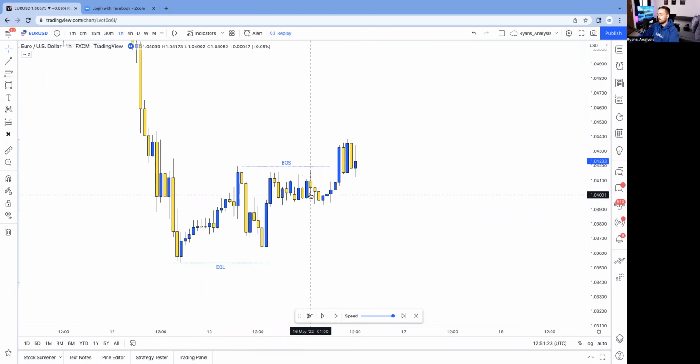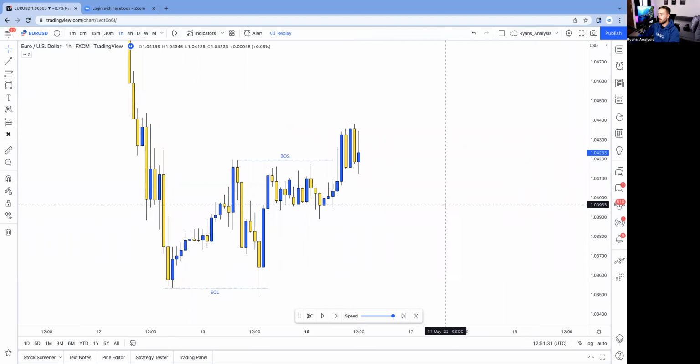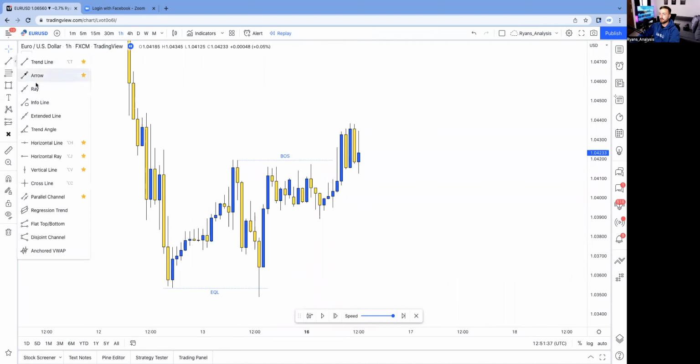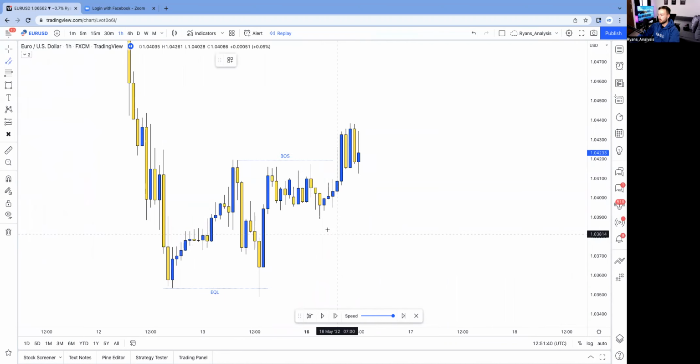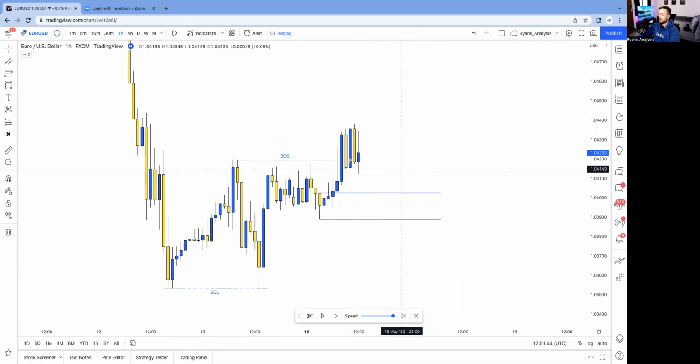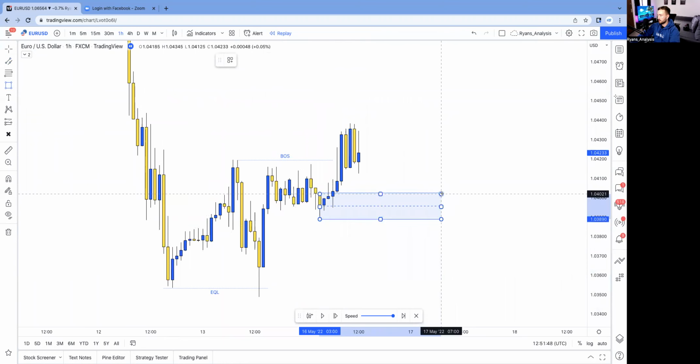And normally when that push happens, we target the last area of demand. Looking at this right now, the last area of demand would have been this down candle before the move up that actually broke the structure. So straight away, we can highlight this area across here. Now, this is potentially going to be our buying area where we look to get into the market.